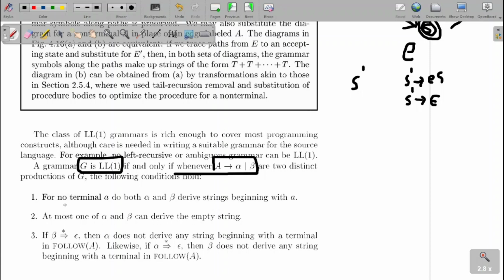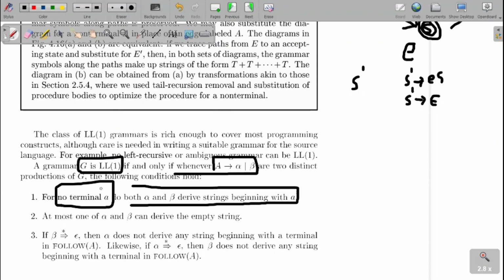For a nonterminal A, no matching should happen. Do both alpha and beta derive things beginning with a terminal? The production is A derives alpha or beta. If a string begins with a terminal derived from alpha, then it should not be derivable from beta. If it is in beta, then it should not be in alpha.